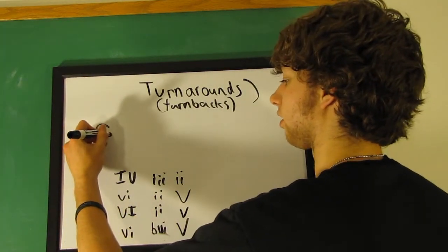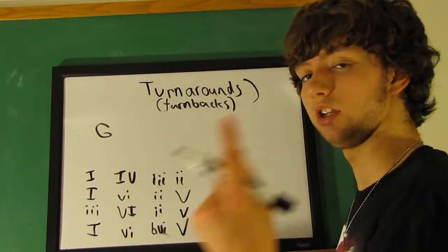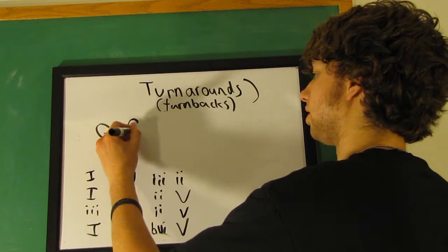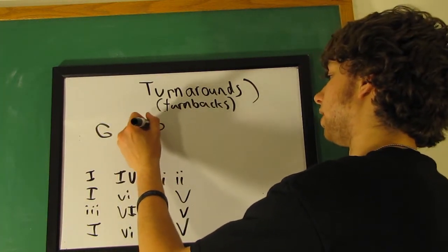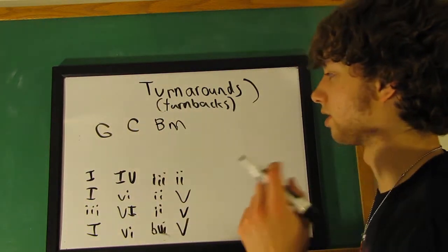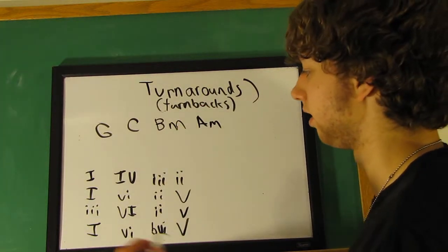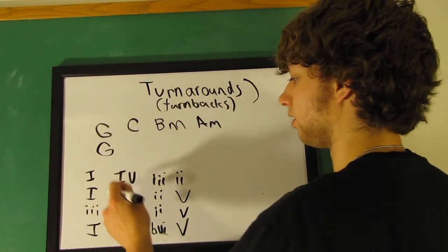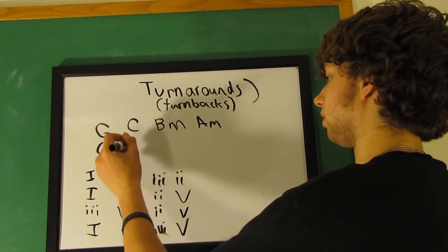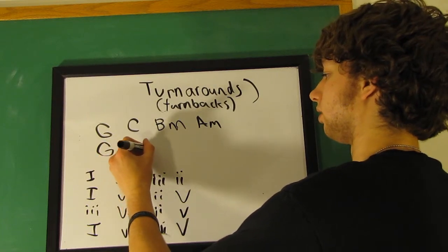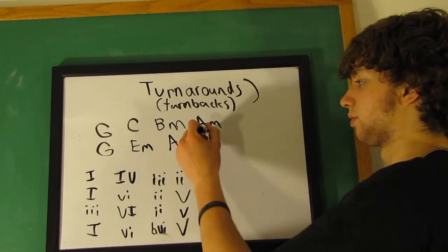So we start on the tonic, then we go to the fourth, which would be G, A, B, C. Let's go to C. Then go to the third, which would be B minor. Then we go to the second, which would be A minor. So that's a common chord turnaround. Another one would be G to the sixth, which would be E minor, to the second, which would be A minor, to the fifth, which would be D.